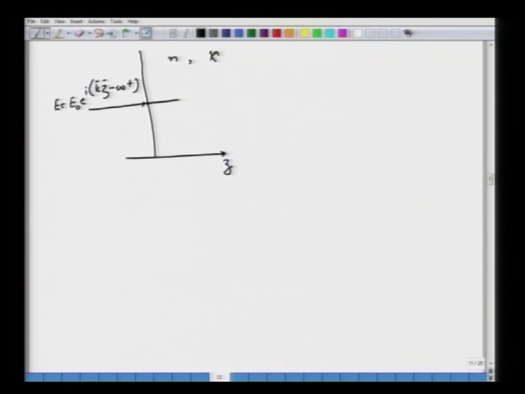So, let us assume that there is a material which has a refractive index n and extinction coefficient k. Then consider a plane wave which is falling on this material in the z direction. Now, as this wave is propagating inside the medium, what will happen to this wave?